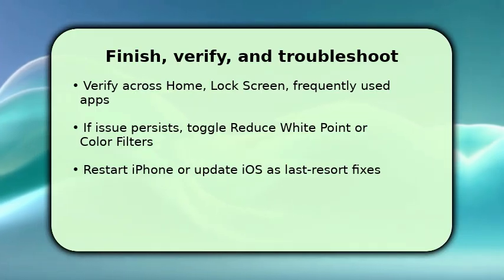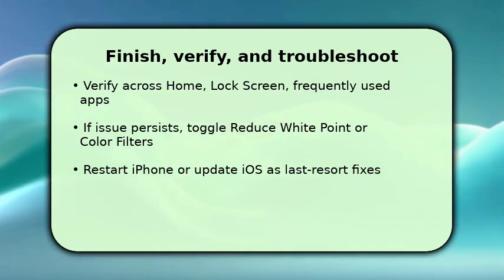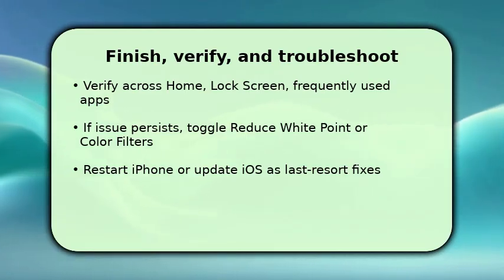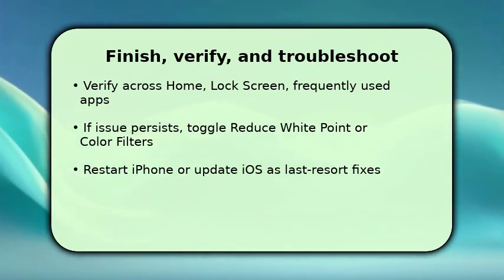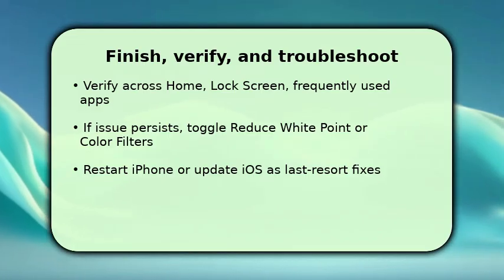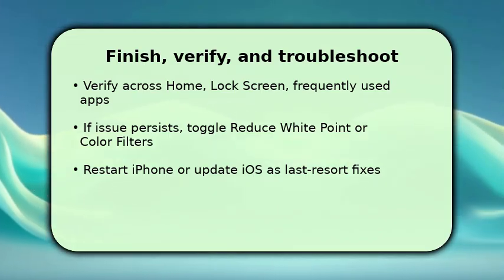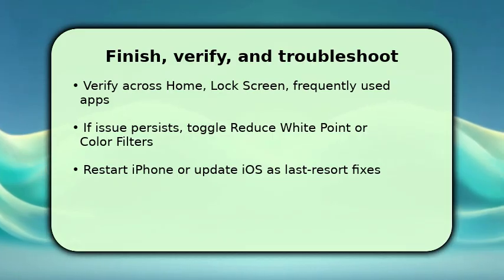If inversion still behaves oddly, check Reduce White Point and Color Filters under Accessibility. Sometimes those combine with invert and cause strange tints. Once done, restart your iPhone so changes settle. If problems continue, update iOS or reset accessibility settings. These steps resolve deeper software conflicts in most cases.